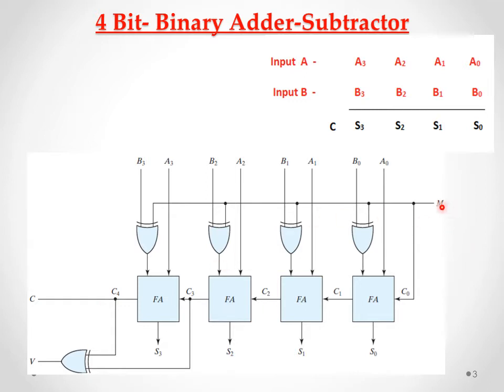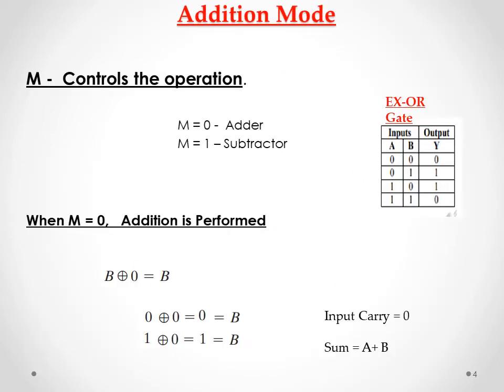And M will control the operation of the circuit. When M is equal to 0, this circuit works as an adder. When M is equal to 1, this circuit acts as a subtractor. Now this XOR gate is used to find the overflow present in the circuit. So first let's see the addition mode. M controls the operation of the whole circuit. When M is equal to 0, the whole circuit acts as an adder, and when M is equal to 1, it acts as a subtractor. And then the XOR gate output.